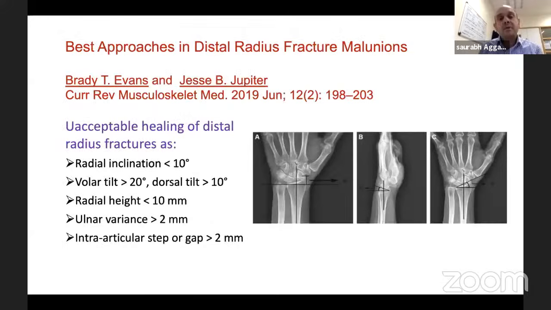We'll start with a paper, Jesse Jupiter, Boston, Massachusetts, a recent paper from 2019. He's spoken about approaches for distal radius malunions, a dorsal or a volar approach. So a very good paper to read.